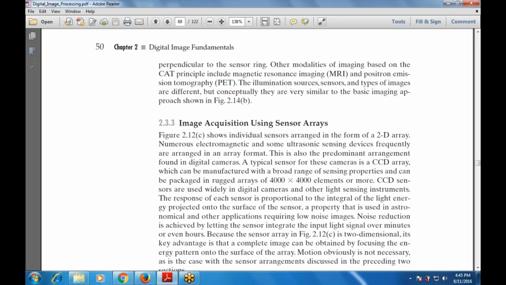The response of each sensor is proportional to the integral of the light energy projected onto the surface of the sensor. That property is used in astronomical and other applications that require low noise images. Noise reduction is also achieved by letting the sensor integrate the input light signal over minutes or even hours.